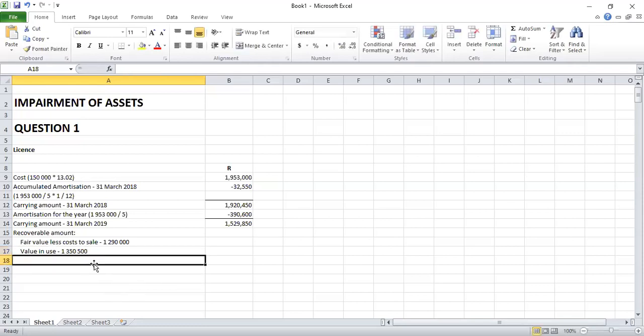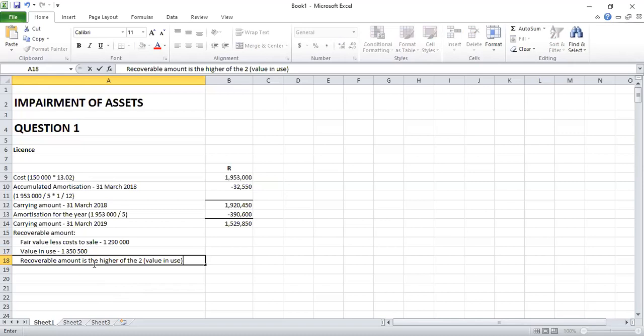It's 1,290,000. And our value in use is 1,350,500. Right. So the recoverable amount is the higher of the two. So in this case, the higher is the value in use. So I'm going to use the value in use.